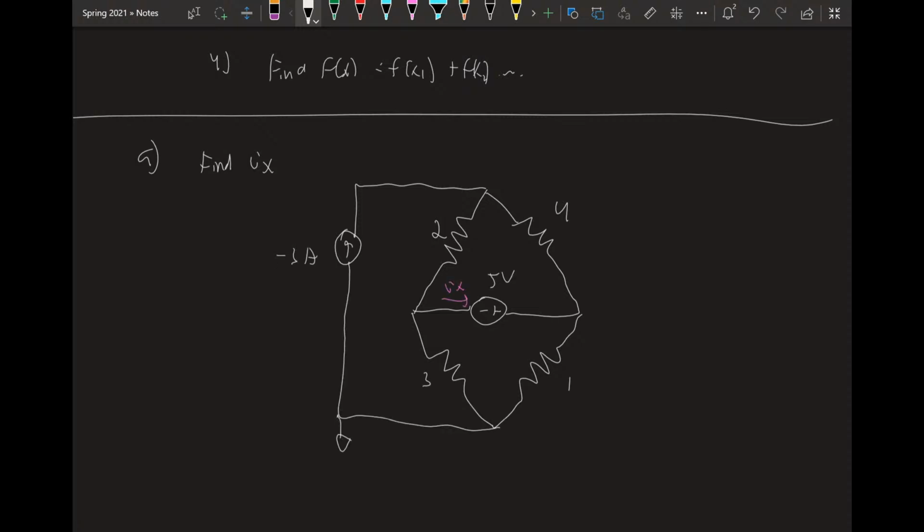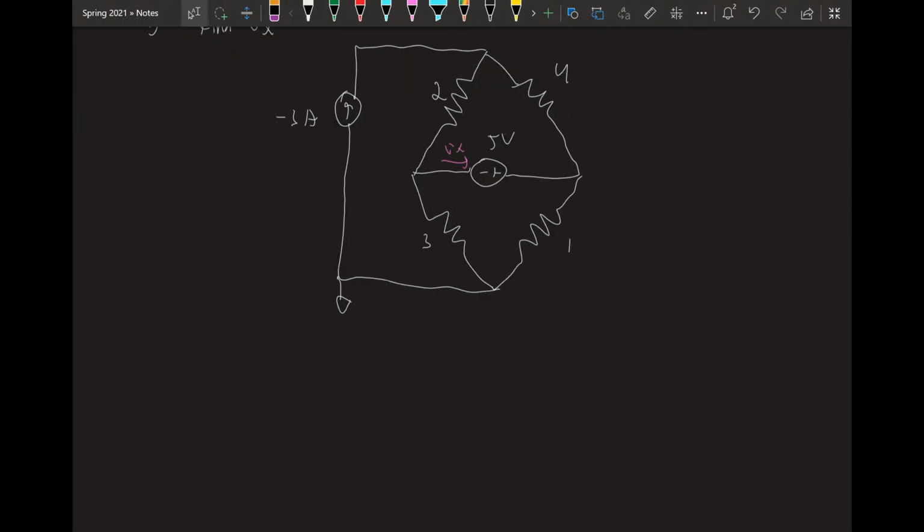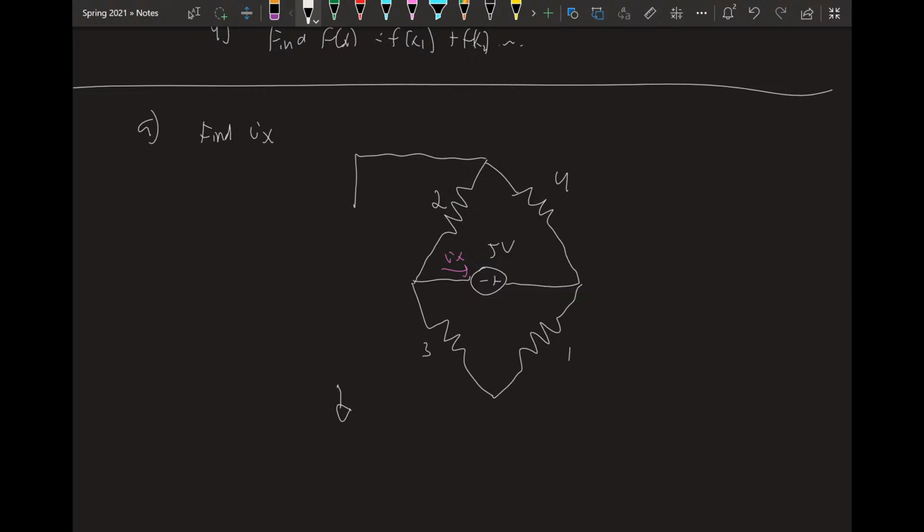You could solve it in a variety of ways, right? But we're going to choose to use superposition. So let's start by deactivating one of the sources and then solving for the other. What do we choose to deactivate? Well, let's choose the current source. Let's get rid of the current source. So when we get rid of the current source, remember, it turns into an open circuit.